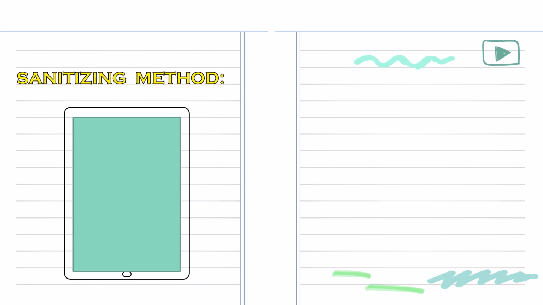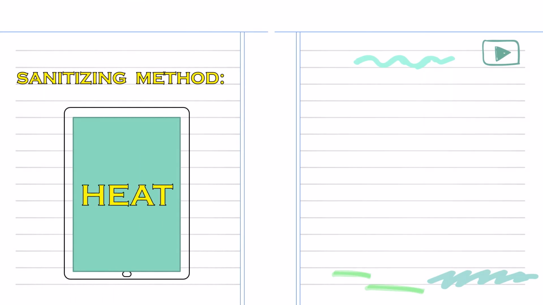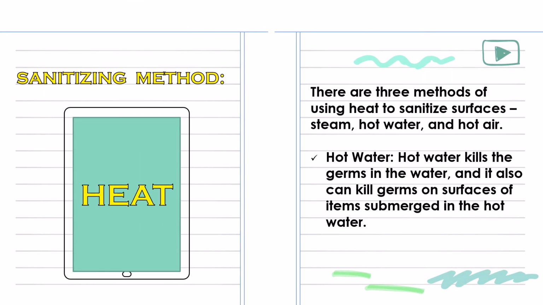The first sanitizing method is heat. There are 3 methods of using heat to sanitize surfaces: steam, hot water, and hot air. Steam. Steam sterilization is achieved by exposing the items to be sterilized with saturated steam under pressure. Steam enhances the ability of heat to kill microorganisms by reducing the time and temperature required to denature proteins in the microorganisms. Hot water. Hot water kills the germs in the water, and it also can kill germs on surfaces of items submerged in the hot water.